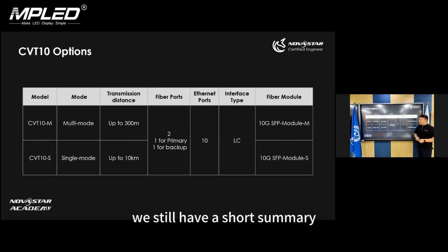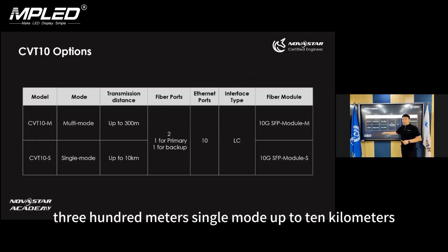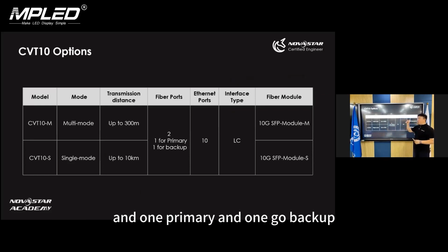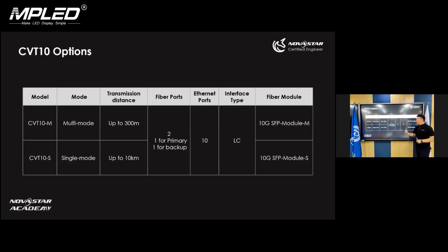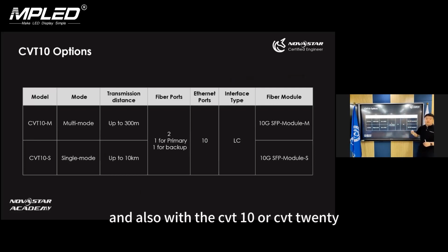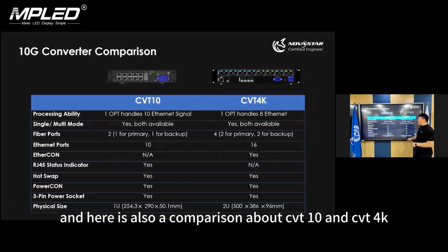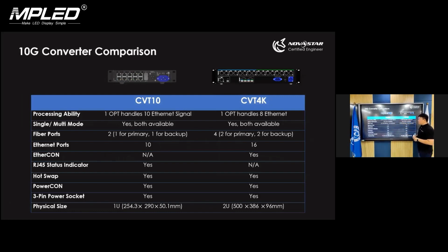We still have a short summary. Multi-mode, 300 meters, single mode up to 10 kilometers, and 1 primary and 1 backup. And we have 10 output ports. This is the same with the CVT4K and also with the CVT10 or CVT20. You can just take a picture. And here is also a comparison between the CVT10 and CVT4K. You can just take a picture.